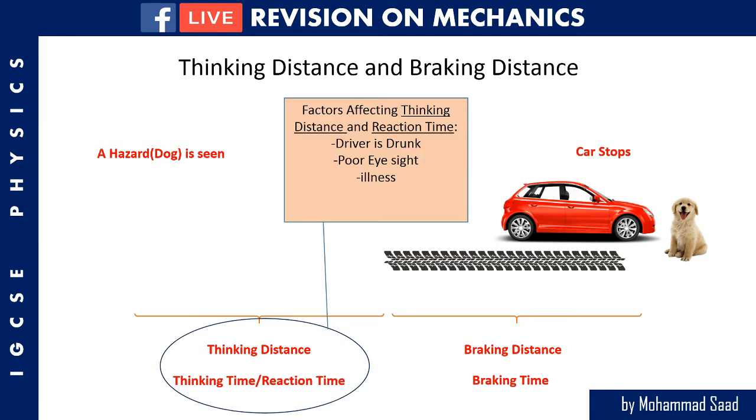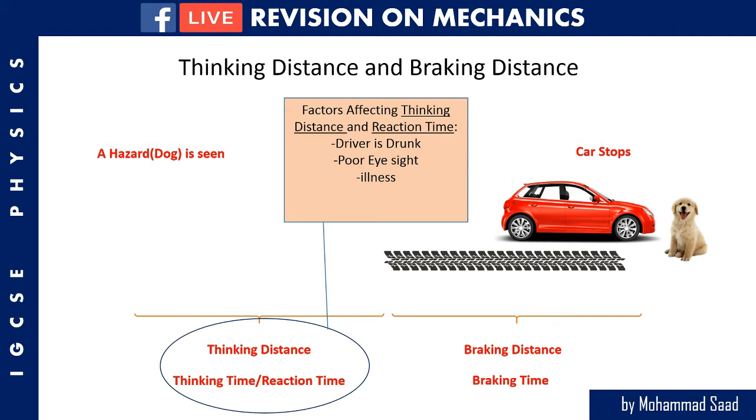Now we will consider the factors. When the driver sees the dog and before he applies the brakes, the time is known as the reaction time. What can be the factors that affect it? So number one, you can see the driver is drunk. If the driver is drunk, he's not in his proper mental condition, and it will take more time for him to apply the brakes. Number two is poor eyesight, and number three is illness. These are the factors that affect the reaction time of the driver.